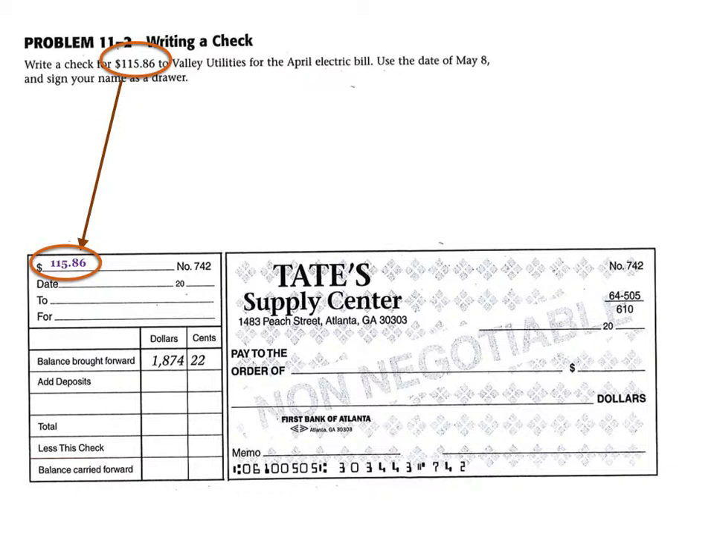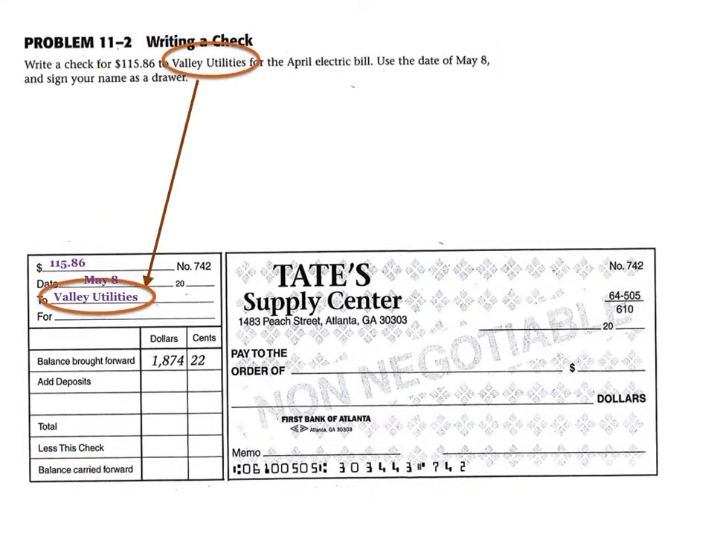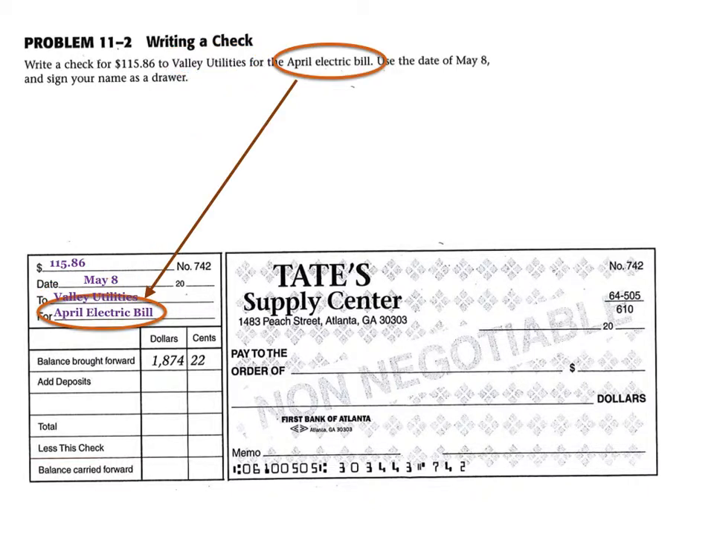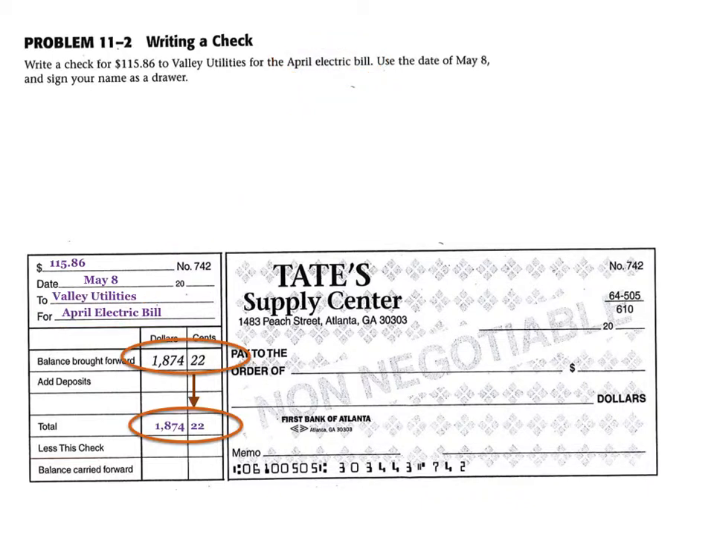First, we're going to take the amount and write it there, 115.86. Then the date, May 8th. It's to Valley Utilities and for the April electric bill. Next, we're going to bring the balance brought forward down to the total if it has not already been brought down there. Then we're going to take less this check. We're going to subtract the amount of the check we're writing and calculate our new balance.